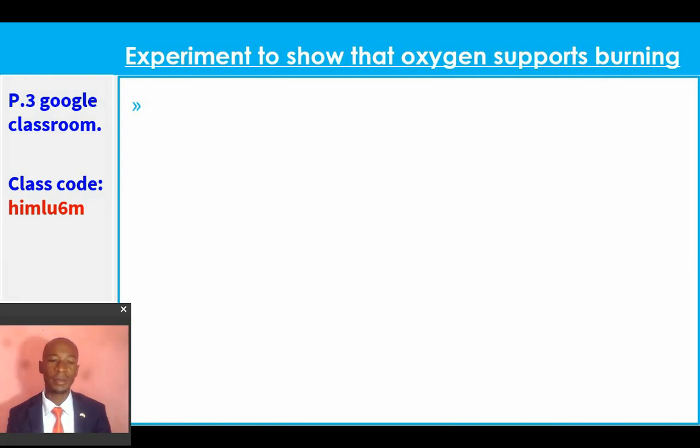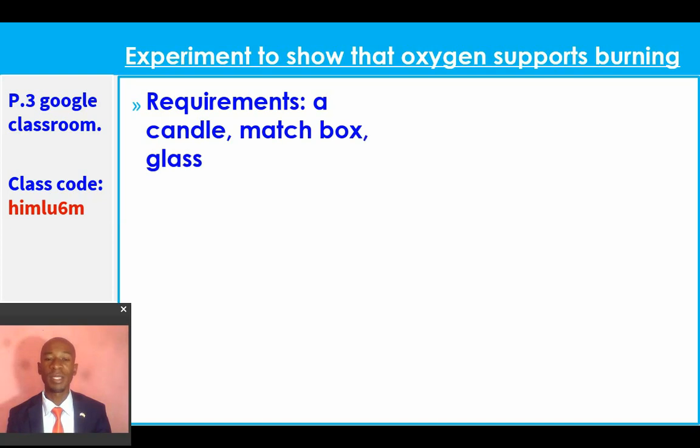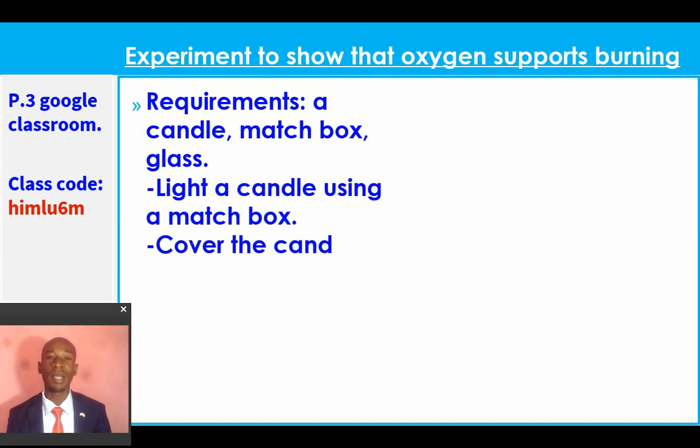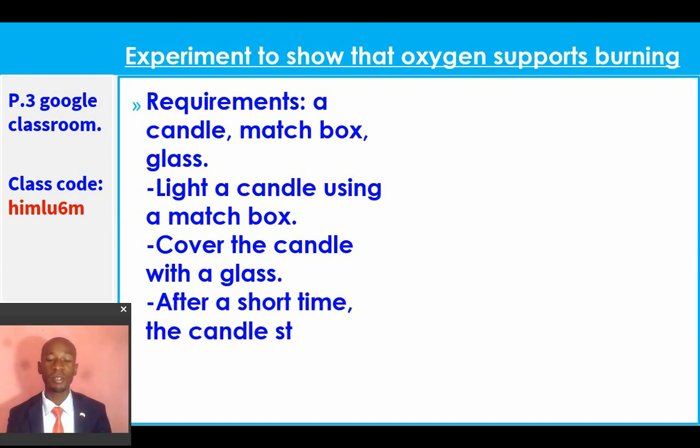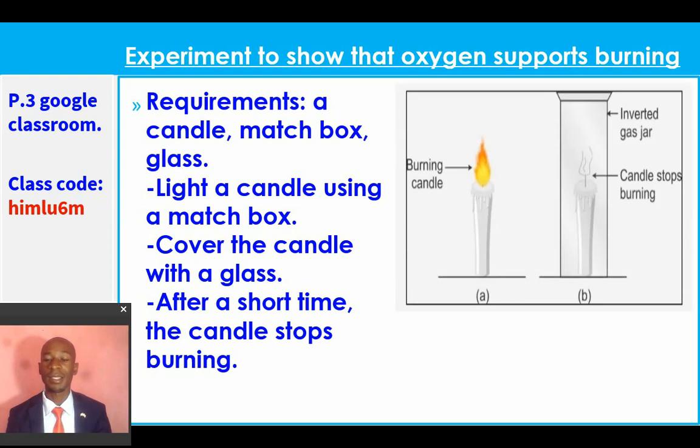And in there, let us start with the requirements, then the steps taken. So we need a candle, matchbox, and a glass. Light a candle using a matchbox, then cover the candle with a glass. After a short time, the candle stops burning. Do you know why? Let's have this illustration to show us clearly.